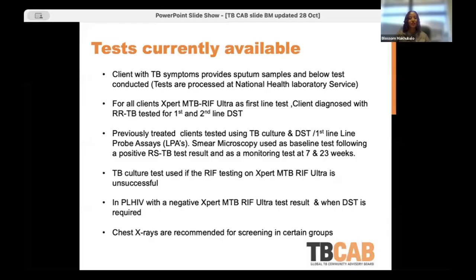And then now we've got the Xpert MTB/RIF Ultra that is used for testing. But like I said, we also have chest X-rays, which are recommended in certain groups. And the reality is we don't always have chest X-rays accessible to people. So that I see as a gap.